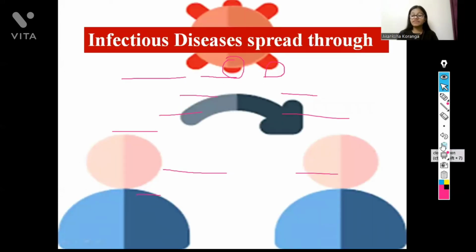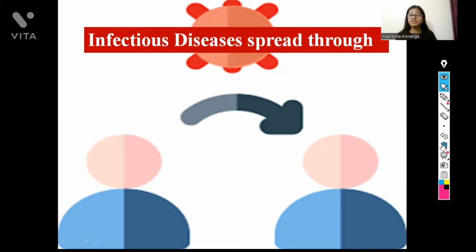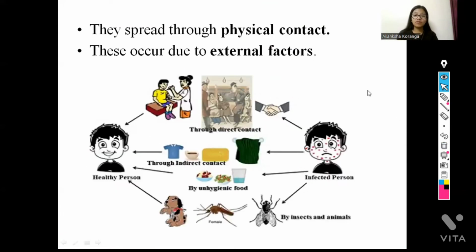Now, if we move on to our next slide, we will see how these infectious diseases spread, the different methods through which they spread in our body. There are two main methods through which these diseases spread. The first method is physical contact. Physical contact here means if we directly touch the infected person, we are coming in direct contact with that person. And the second point is through external factors.